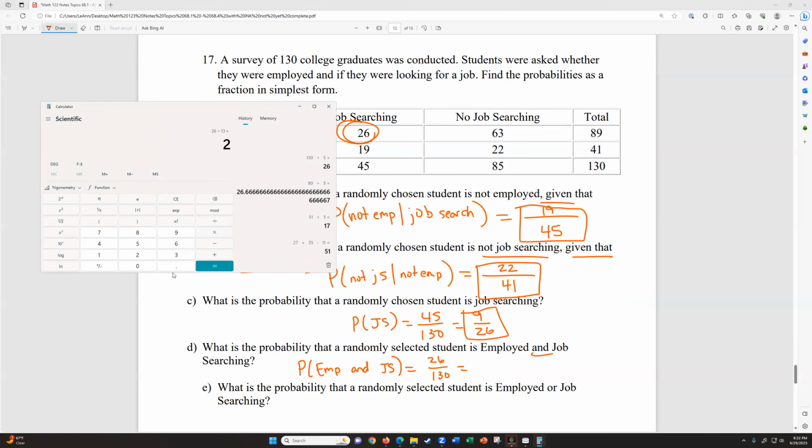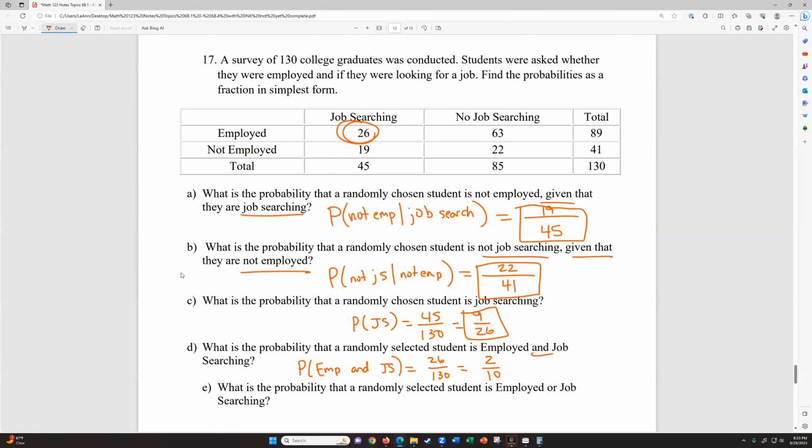So that'd be 2 out of, I might be able to reduce it again, might reduce by 26. But if I didn't have my fancy calculator, which I don't right now, 130 divided by 13 is 10. And notice right away, I noticed that reduces again to 1 out of 5. So make sure you fully reduce.